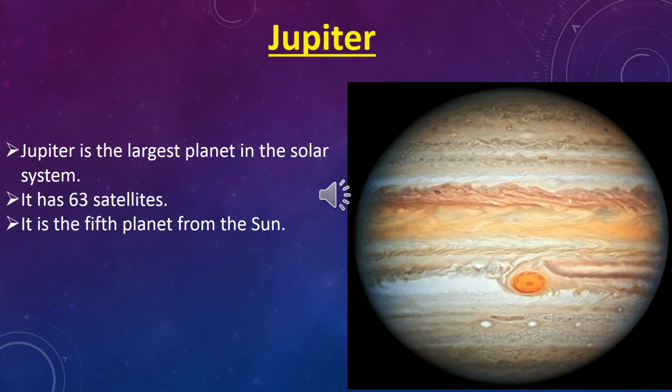Now comes our largest planet, which is Jupiter. Jupiter is the largest planet in the solar system. It has 63 satellites. Earth has one satellite, Moon, and Mars has two satellites, Deimos and Phobos, and Jupiter has 63 satellites. No other planet has as many satellites as Jupiter. It is the fifth planet from the Sun.